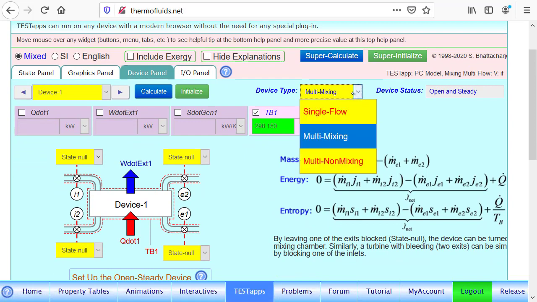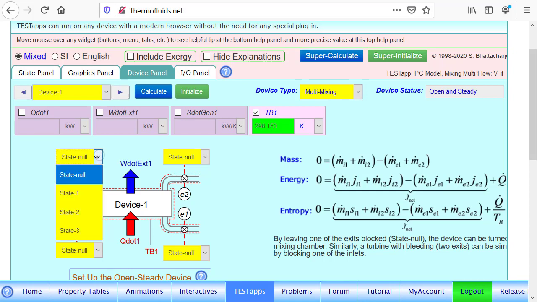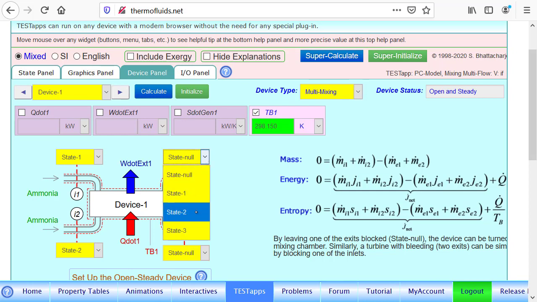Its device type is multi-mixing, that is, multi-flow and mixing is allowed. That's why we have 4 different states, 2 going in, 2 coming out. But in this case, we have state 1 and state 2 coming in. You can see that it's being filled up by ammonia, picked up from the state properties. And either of them we can select as state 3 and leave the other one as blocked. So in other words, we have just created a mixing chamber. Ammonia comes in at states 1 and 2, goes out at state 3.